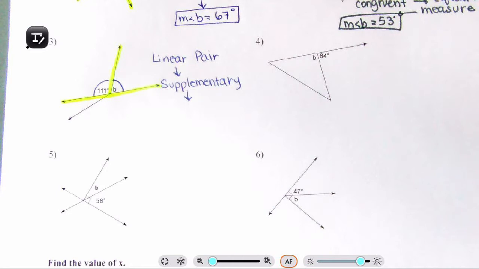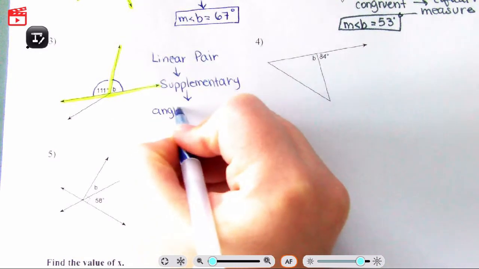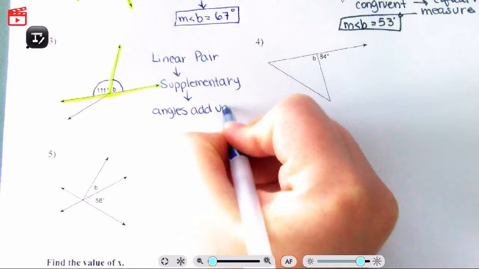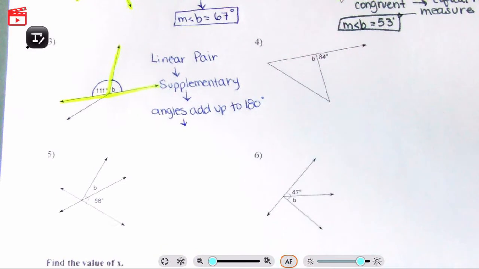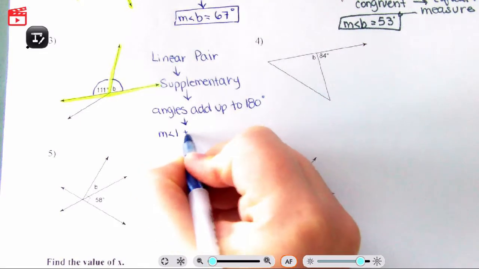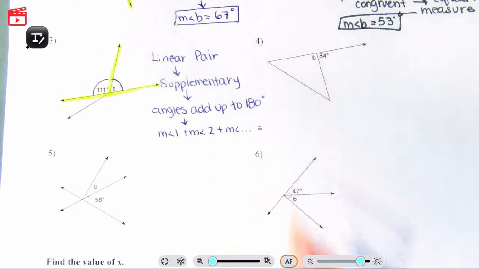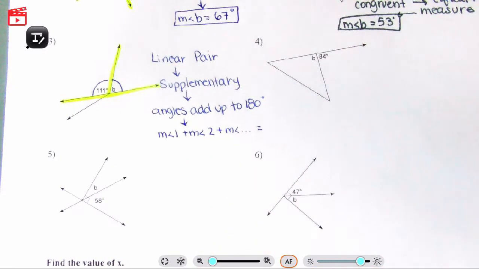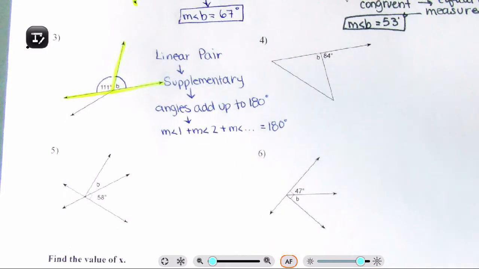Now, you're not going to say supplementary is 180 degrees, because supplementary does not mean 180 degrees. It means angles add up to 180 degrees. So what does that mean? That means the measurement of angle 1 plus the measurement of angle 2 plus the measurement of angle and so on. It doesn't matter how many angles you have. Take all of those angles that are forming that line and set that equal to 180 degrees.